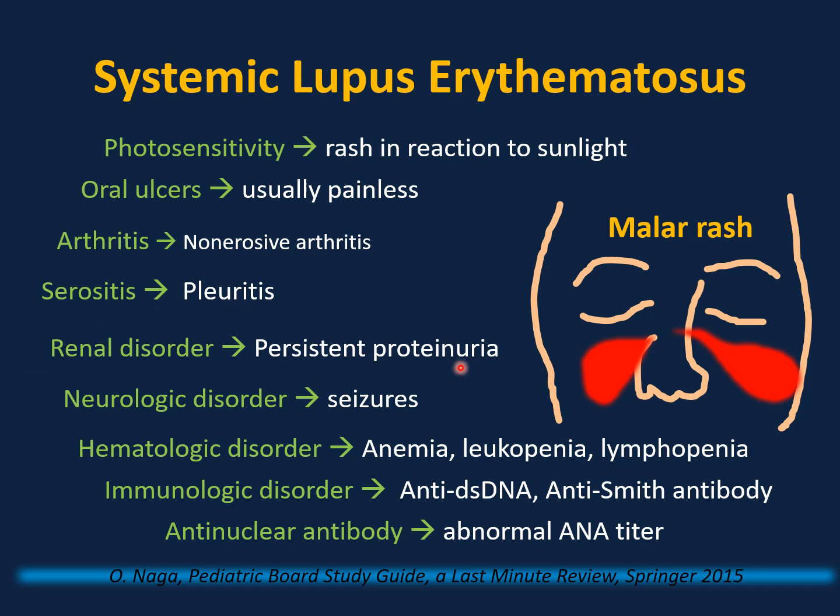Renal disorder like persistent proteinuria, nephrotic syndrome, or lupus nephritis, and this is the most common cause of morbidity and mortality in patients with systemic lupus. Neurologic disorder like seizures, psychosis. Hematologic disorder like anemia, leukopenia, lymphopenia. Immunologic disorders: positive anti-double-strand DNA, positive anti-Smith antibodies. ANA is positive in 99% of the cases of systemic lupus. Negative ANA makes the diagnosis of systemic lupus very unlikely.